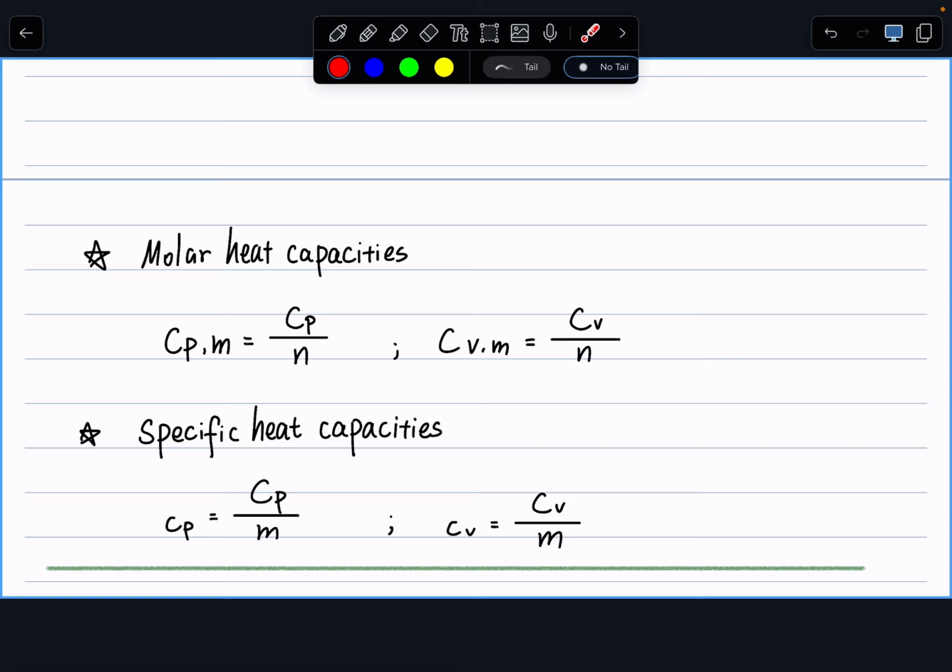Okay, any questions before we move on to do some example problems together? We're all clear? Yes, it is extensive. So heat capacities themselves are extensive, but molar heat capacity and specific heat capacities are intensive properties.